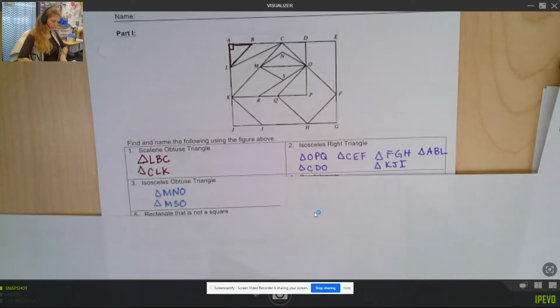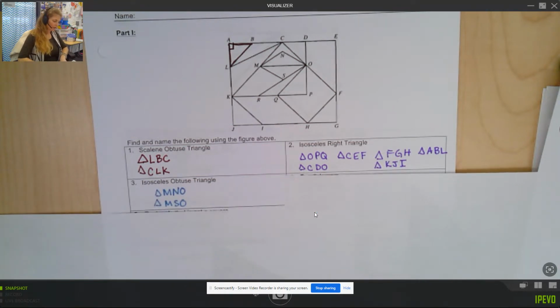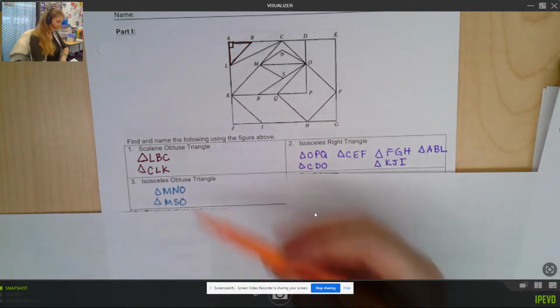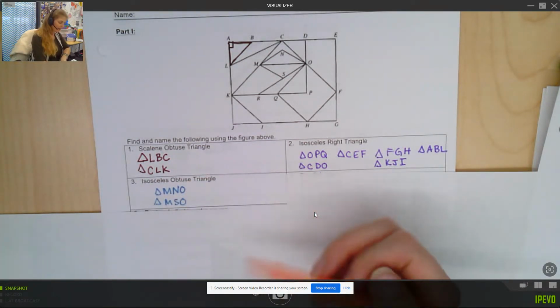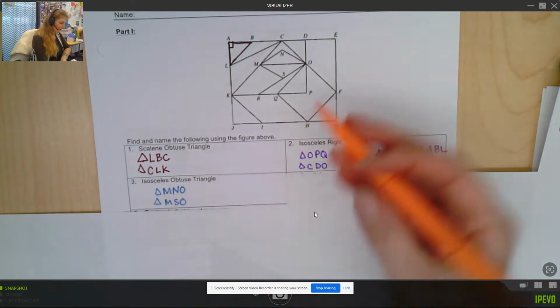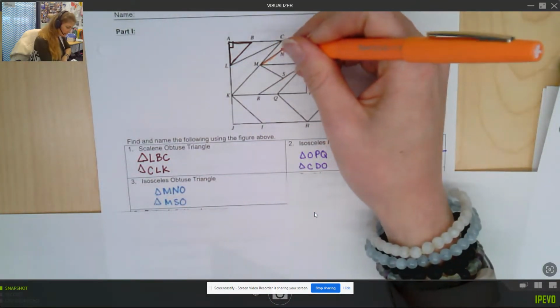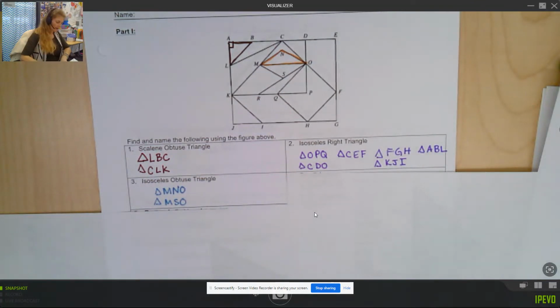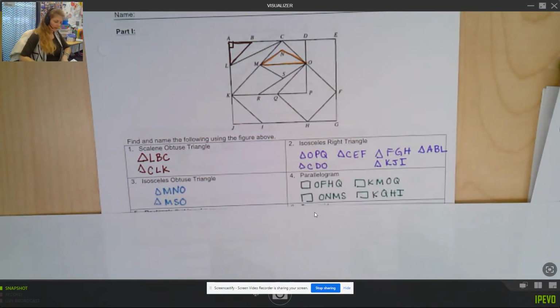Nice. Let's look at the third one. The third one asks for an isosceles obtuse triangle. So again, isosceles, at least 2 sides are the same. Obtuse means at least one angle is greater than 90 and less than 180. So I found 2 triangles, and I'm going to highlight M and O for you. Very nice. The next one asks for a parallelogram.